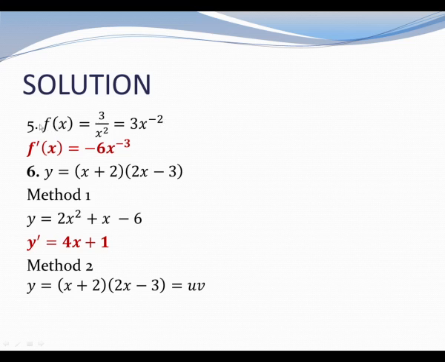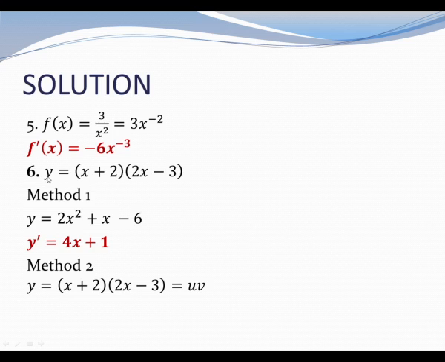So then the derivative of the function f of x is now f prime of x, and this is now equal to negative 6, because bring down negative 2 multiplied by 3, that will be negative 6, and then subtract 1 from the exponent, so that will be negative 3. Then the derivative of the function is equal to negative 6x raised to negative 3.